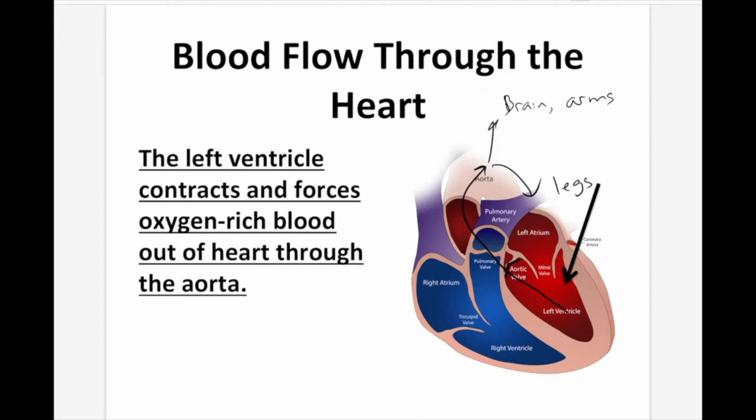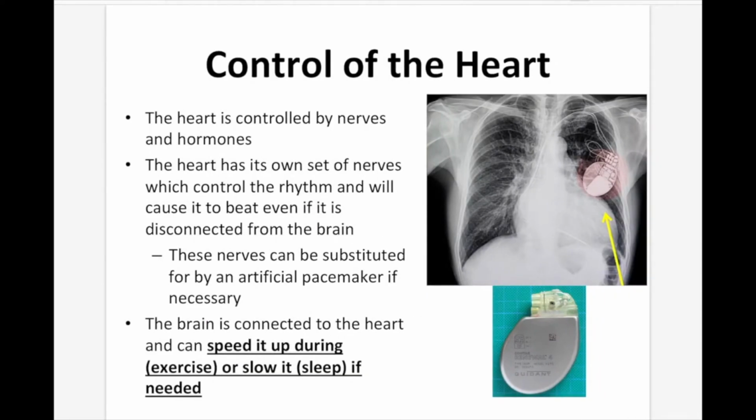Now, what controls the heart? Well, the heart is controlled by nerves and hormones. The heart has its own set of nerves, which control the rhythm and will cause it to beat even if it's disconnected from the brain. These nerves can be substituted for by an artificial pacemaker if necessary. So if your heart's nerves aren't working properly or your heart's beating out of control, doctors can implant what's called an artificial pacemaker, which we can see right here, and that will control the beating of your heart.